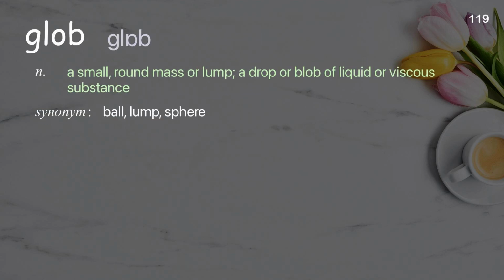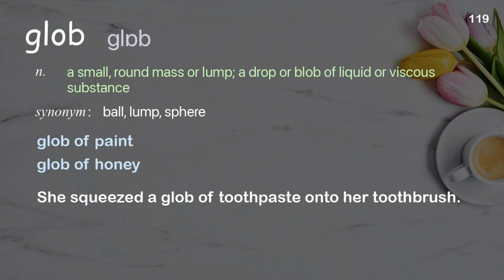Glob. A small, round mass or lump, a drop or blob of liquid or viscous substance. Examples: glob of paint, glob of honey. She squeezed a glob of toothpaste onto her toothbrush.